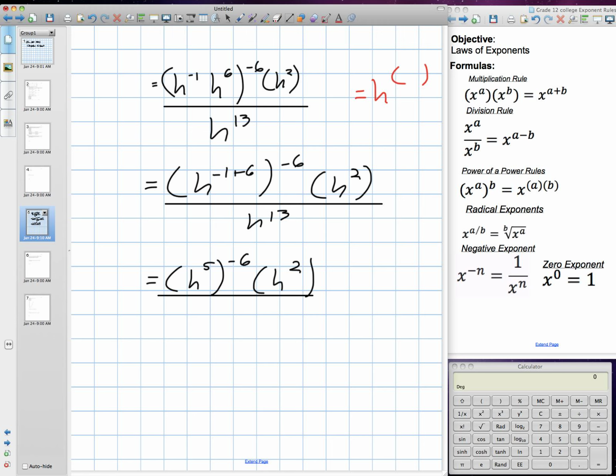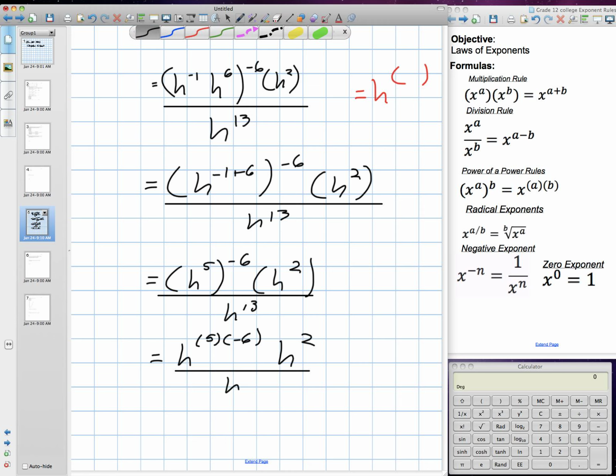Okay? Now, again, according to BEDMAS, what's the next thing we take care of? Exponents. Okay? Now, these are all exponents, but technically this exponent is to the power of another number. So that is considered in itself an exponent. So this is a power of a power, which is this rule over here. When we have a power of a power, that means we're going to multiply the two exponents by each other. So we have h to the power of 5 times negative 6, multiplied by h to the power of 2, divided by h to the 13. What is 5 times negative 6?